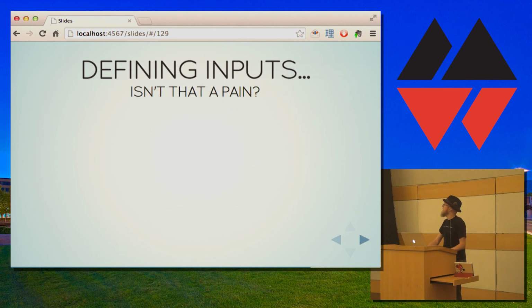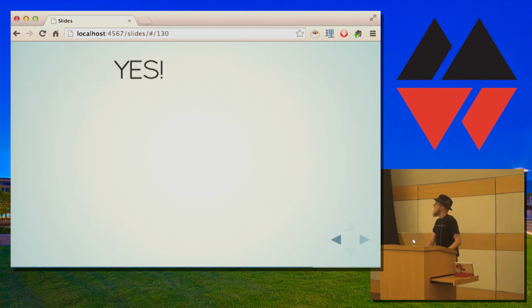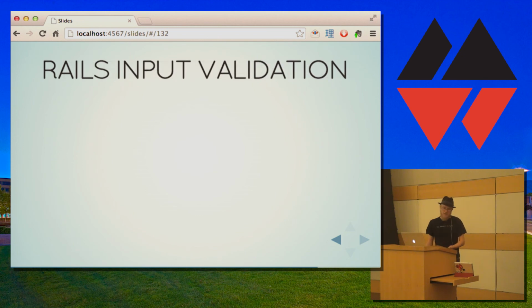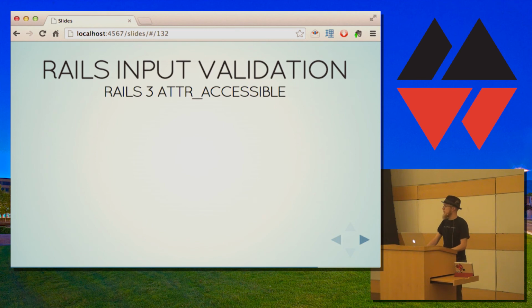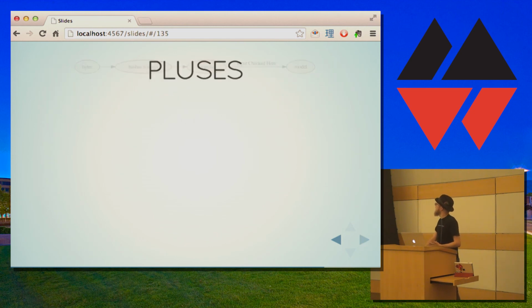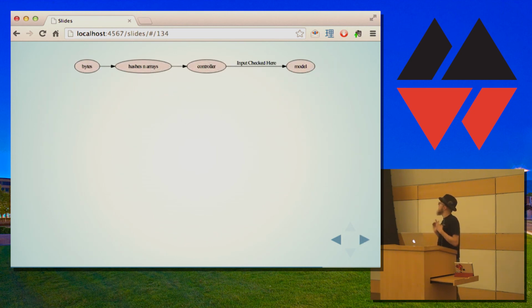So defining inputs, isn't that kind of a pain? Yeah, it is a pain, but we already do it to a certain extent. I mean, Rails has input validations. I talked about some of them already, but the ones that I think we interact with on a more day-to-day basis are things like attr_accessible from Rails 3, which was okay, but what it did is it would check the inputs right before the model.